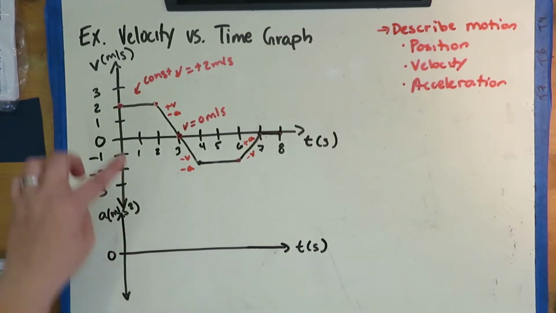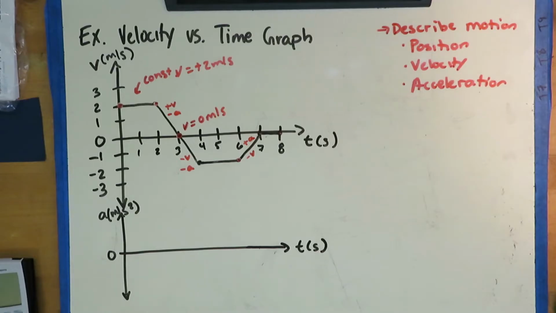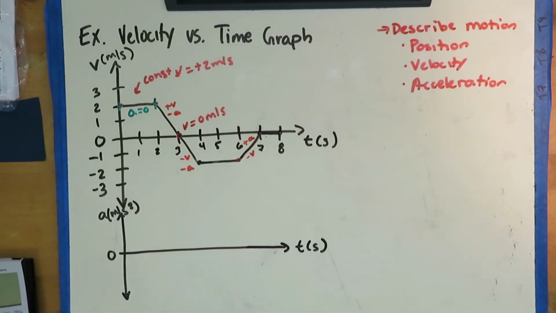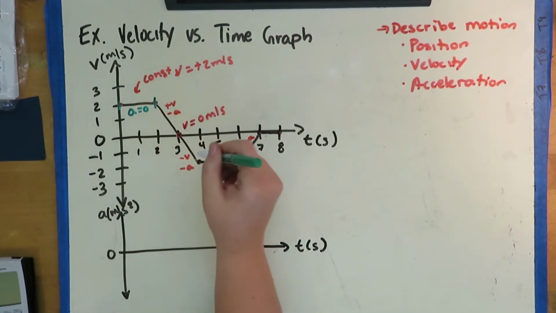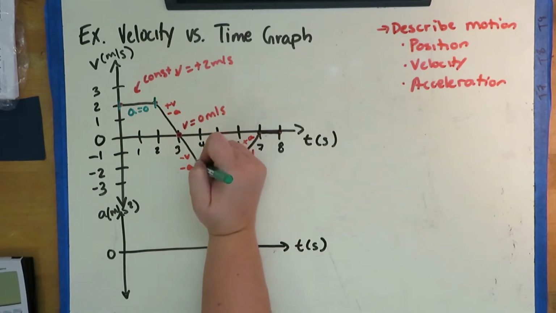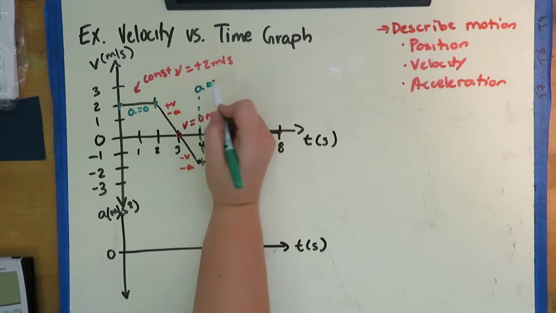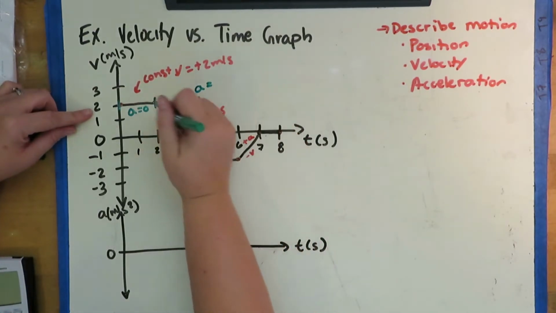Well, acceleration is the slope of this graph, so I'd have to find the acceleration on the different intervals. Well, for this first interval here, the acceleration is 0 because there's no slope. And then if I wanted to find the acceleration for the next interval, from 2 to 4 seconds, that acceleration would be the slope of this line.